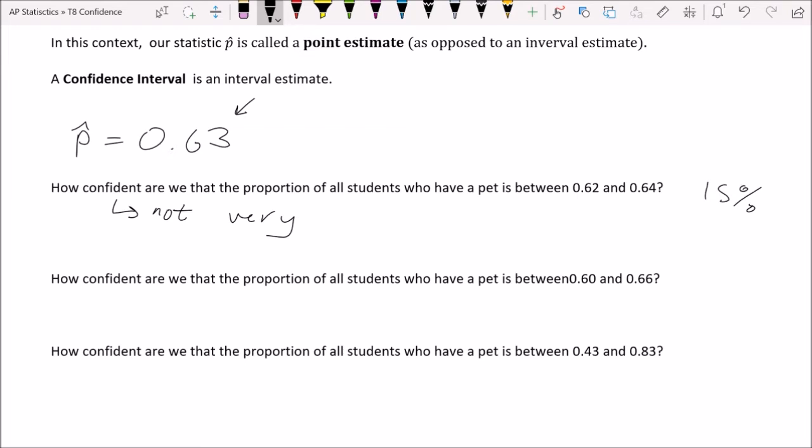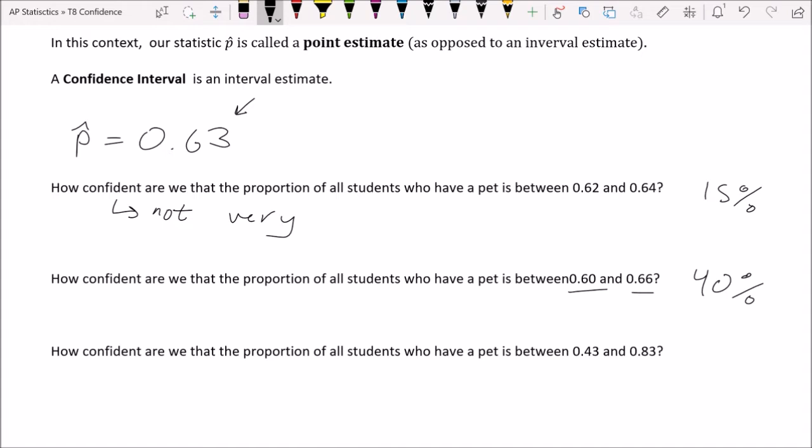Let's expand the range out a little bit in question 2 though. How confident are you that the proportion of all students who have a pet in the school is between 60% and 66%? All right, that's a little bit wider interval. And so it's more likely, as compared to the first interval, that the true proportion for all students would be in there. So I don't know, maybe we're up to like 40% sure by now?